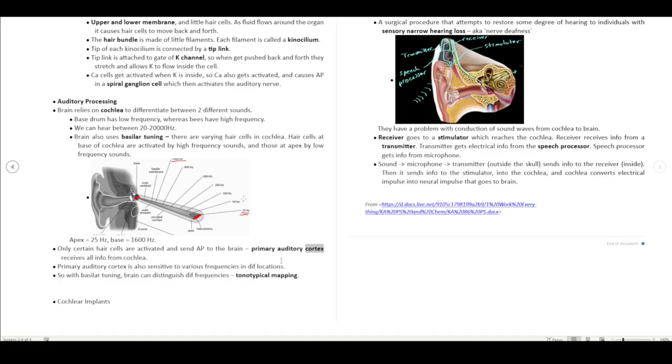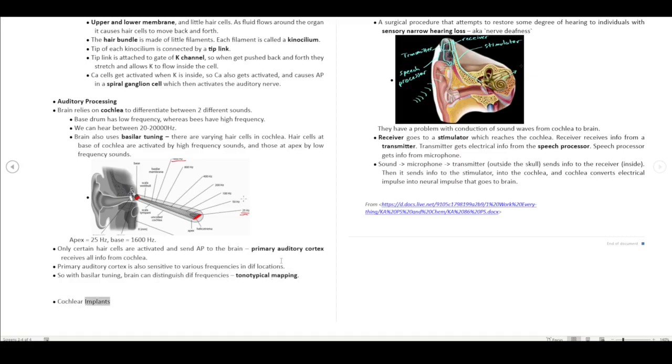The primary auditory cortex receives all info from the cochlea. The primary auditory cortex is also sensitive to various frequencies in different locations. So with basilar tuning, the brain can distinguish different frequencies. Tonotopic mapping.